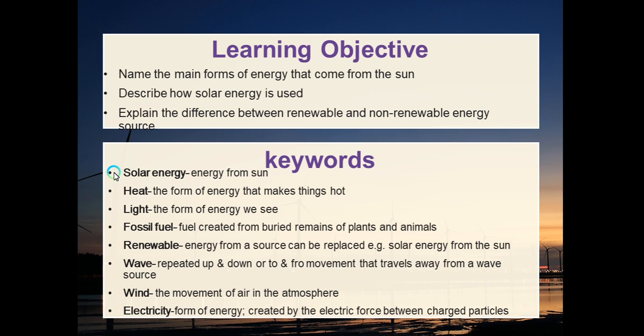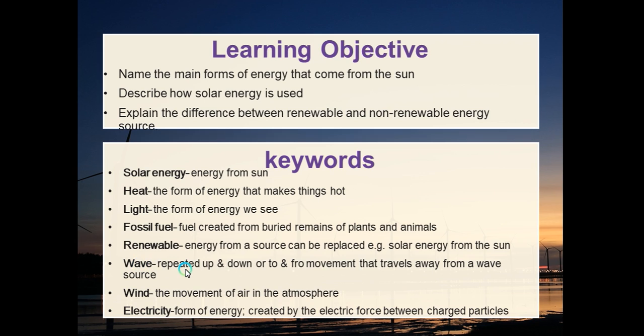Our keywords: we have solar energy, energy from the sun; heat, the form of energy that makes things hot; light, the form of energy we see; fossil fuel, the fuel created from buried remains of plants and animals. In our previous classes in social studies, we learned about fossils. It's talking about dead plants and animals. Renewable is energy from a source that can be replaced, for example, solar energy from the sun.